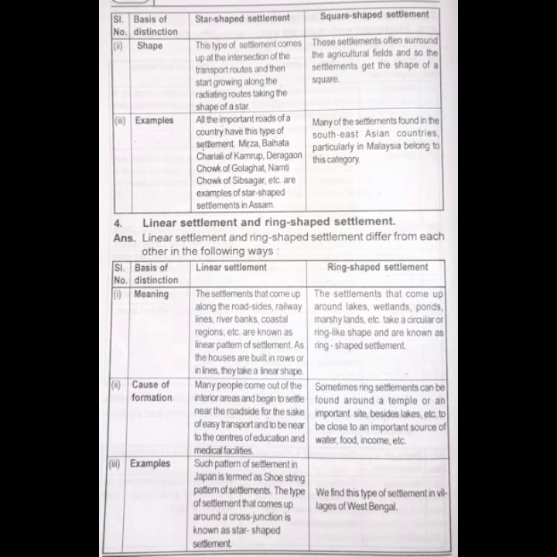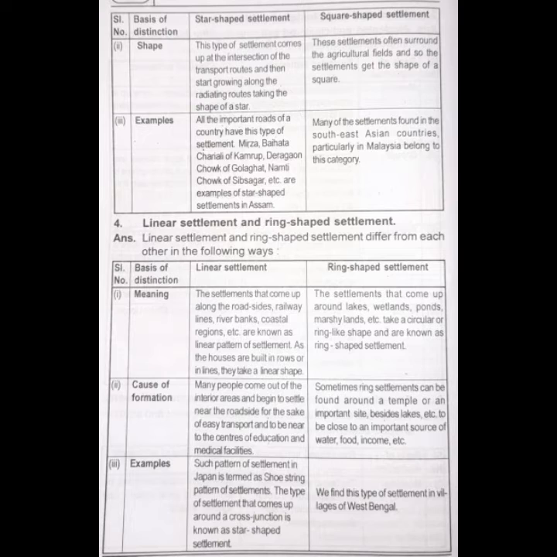Next, on the basis of the shape, star-shaped settlement. This type of settlement comes up at the intersection of the transport roads and then starts growing along the radiating roads, taking the shape of a star. In square-shaped settlement, these settlements often surround the agricultural fields, and so the settlements get the shape of a square. For example, in star-shaped settlement, all the important roads of a country have this type of settlement.